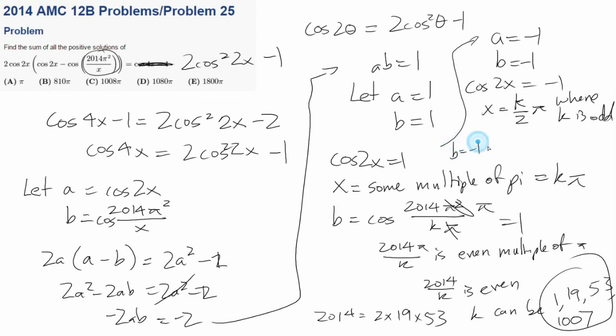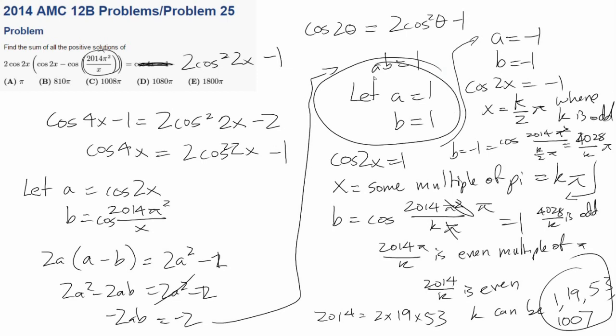So b equals negative 1 equals cosine of 2014 pi squared over k over 2 pi. That's equal to 4028 over k pi, and that has to be odd, because if this is odd, then b is negative 1. So 4028 over k is odd. But the problem is k is odd. If you divide an even number by an odd number, you get an even number. So this can't be odd if k is odd. So there are actually no solutions for this case.